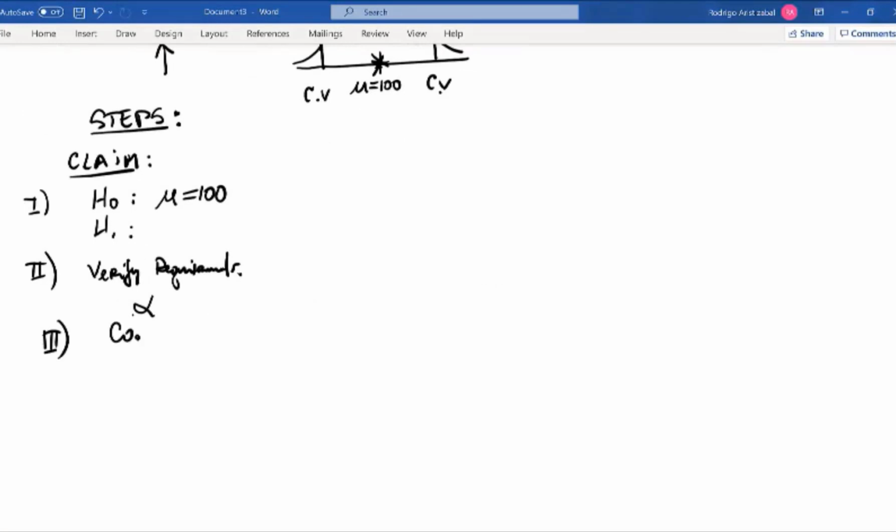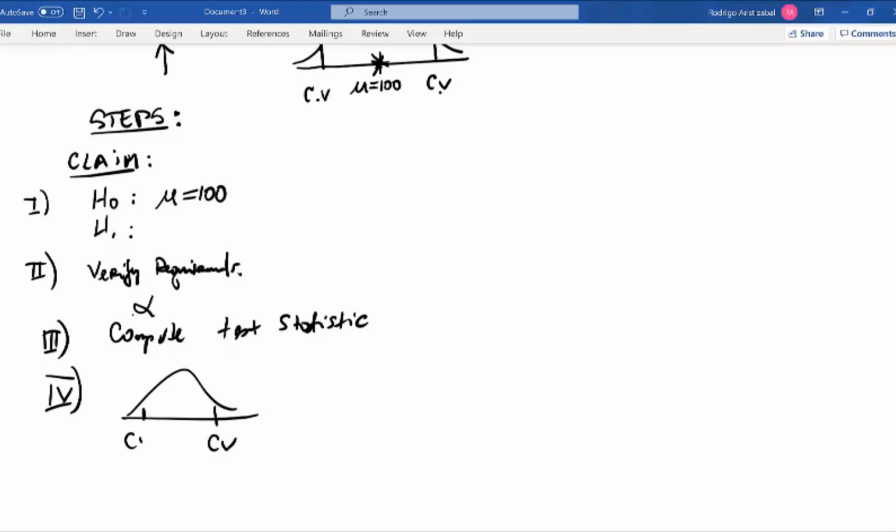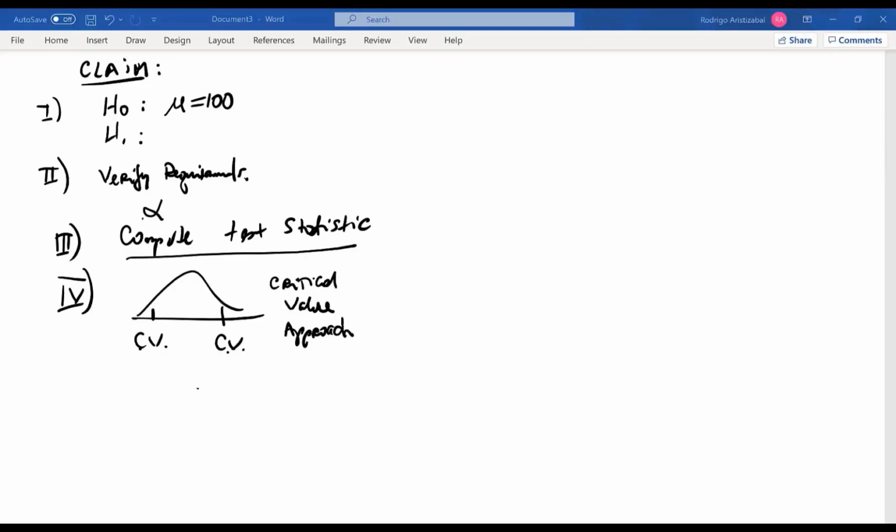Then in the third step, we need to compute the test statistic. What is the test statistic? We need to transform all my evidence from my sample into one statistic that could be z-score or t-score. And step number 4 could be the classical approach, when we use critical values: two critical values for a two-tailed test or one critical value when it's one tail. And the last step is conclusion. In my conclusion, I will reject or I will fail to reject the previous study. The previous study states that the parameter is equal to some value.